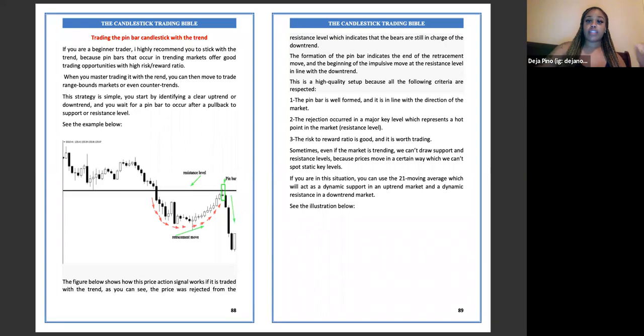So, you know, your profits and your reward will be really good, as opposed to getting in over here somewhere and risking it here instead of risking it up here in the market.